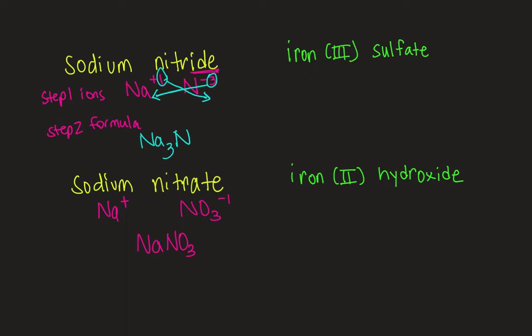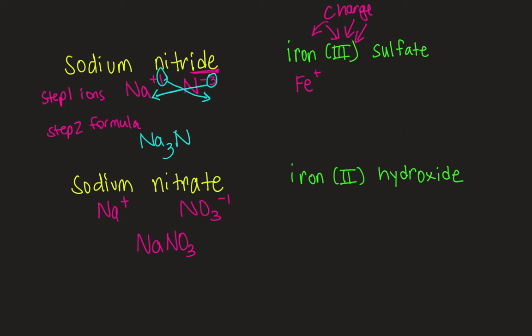Let's move up here. Iron 3 sulfate. Okay, let's write our ions first. So iron is Fe, and if you look at your periodic table to find its charge, you're going to notice it's in this section that varies, right? Look what I give you. This Roman numeral tells you the charge of iron, okay? It tells you the charge of iron.